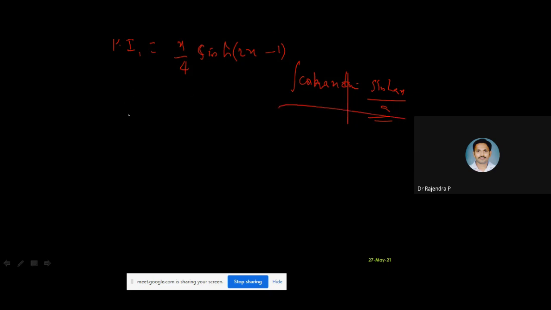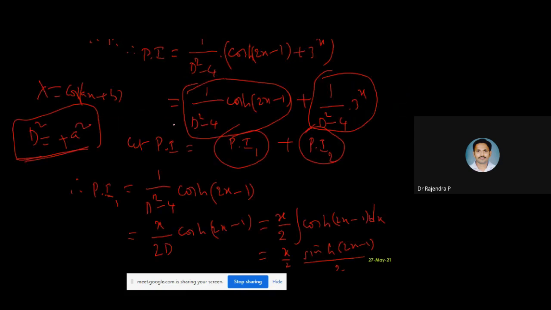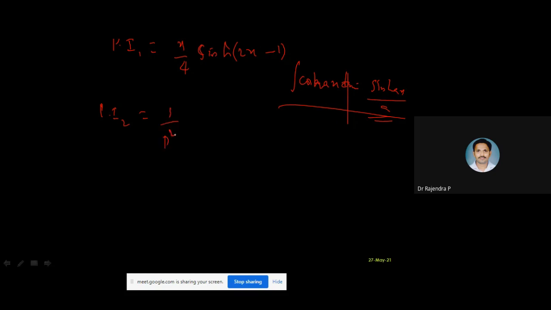What is your second part? 1 by d square minus 4, into 3 power x. How to do this quickly? If you have exponential form, then we can do it quickly, right? Can I write 3 power x in exponential form? Yes, sir. e power logarithm of 3 power x.